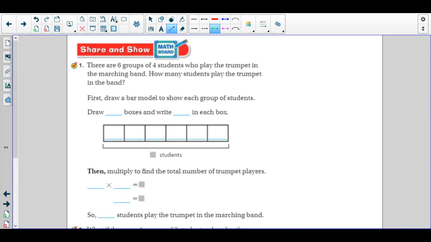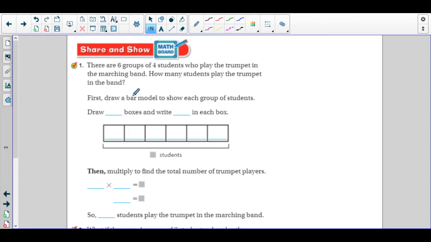Okay, so let's go ahead and continue on here with the show and share portion. And again, we'll be working through this kind of like what the directions want, but I'm going to be doing some different things along the way for those that have a deeper understanding of how we can get these equations written. So there are 6 groups of 4 students who play the trumpet in the marching band. How many students play the trumpet in the band?